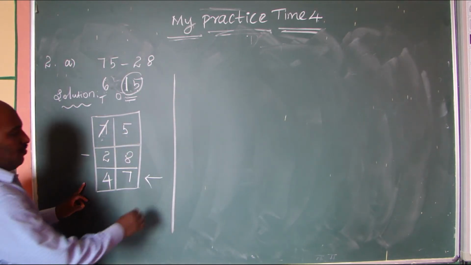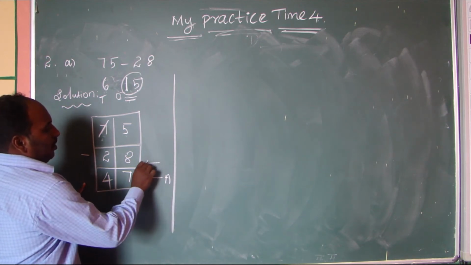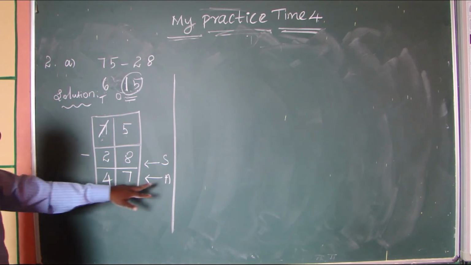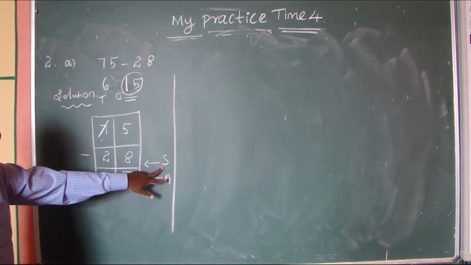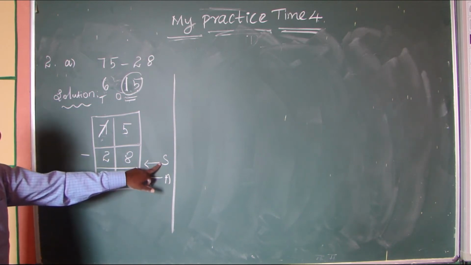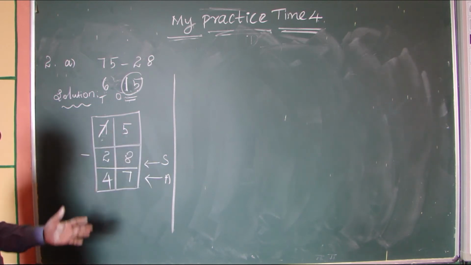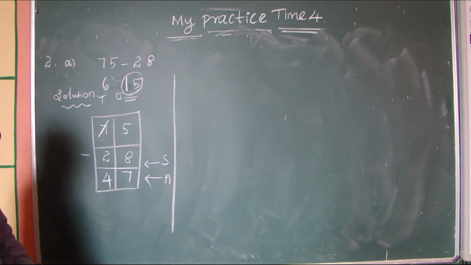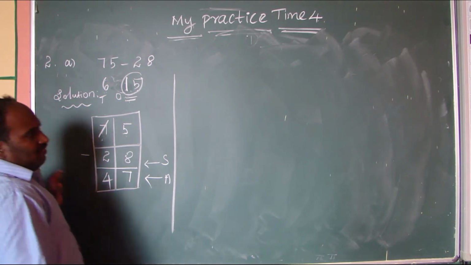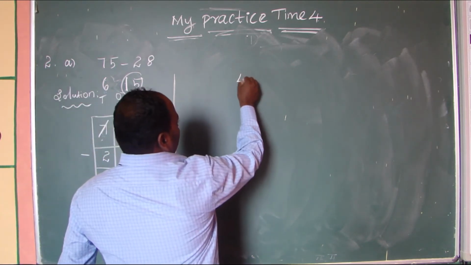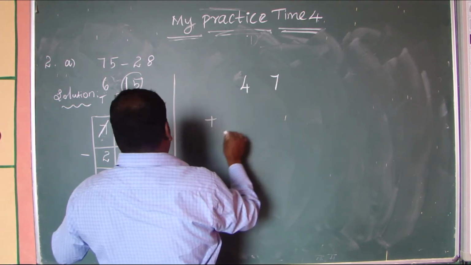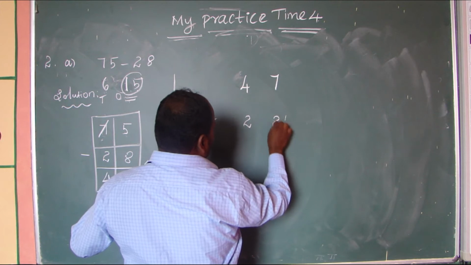The answer part is 47 and the second part is 28. We add the two parts. Answer plus second part is equal to first part. So we want the answer 75. We add 28 plus 47.